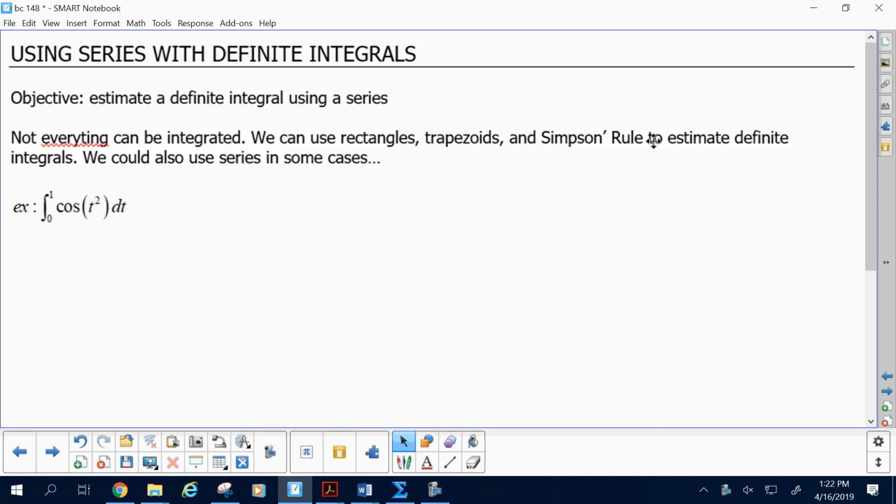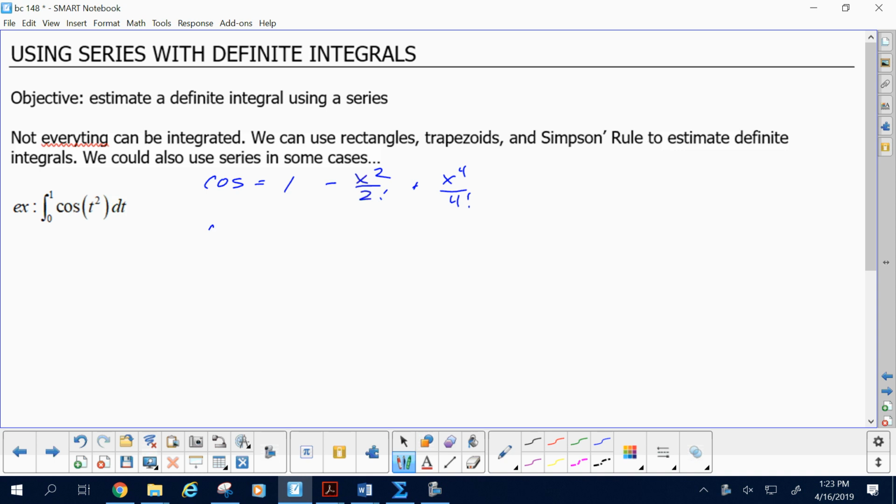Okay, so first of all, do you agree that cosine of t squared cannot be integrated? U sub is a no-go because there's no du to go. So let's use series. What is the series for a cosine? First three. 1 minus x squared over 2 factorial plus x to the fourth over 4 factorial, okay?